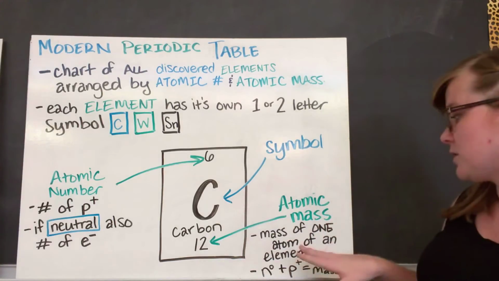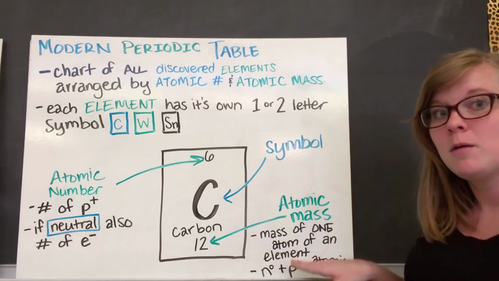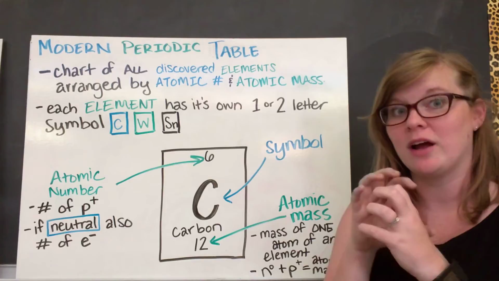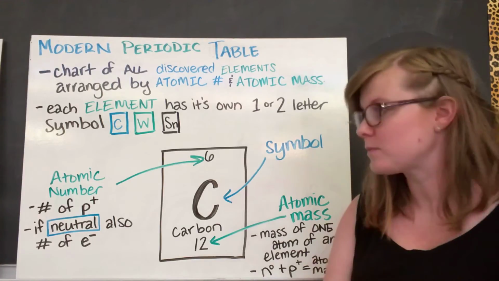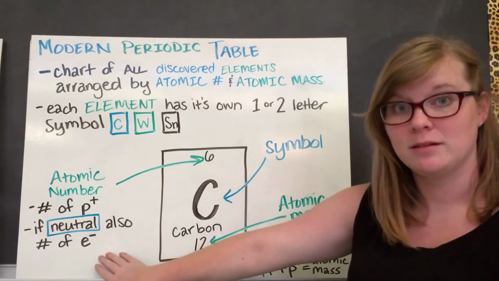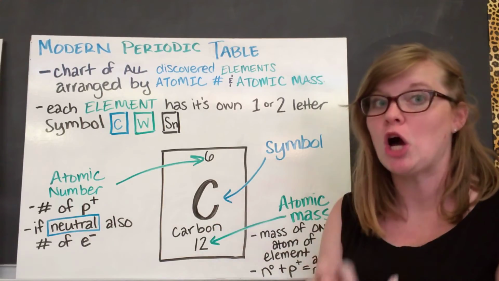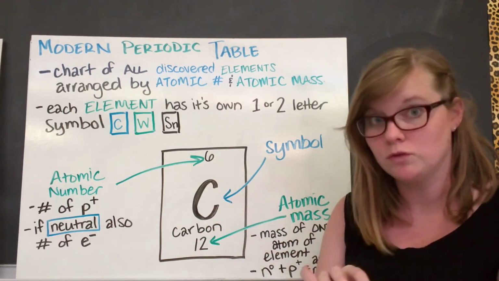So very simply, your atomic mass is going to be your neutrons plus your protons, because the nucleus is where an atom has all of its weight. And then again, atomic number is going to tell us its number of electrons as long as that atom is neutral.